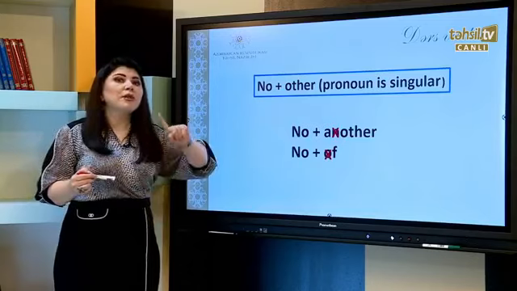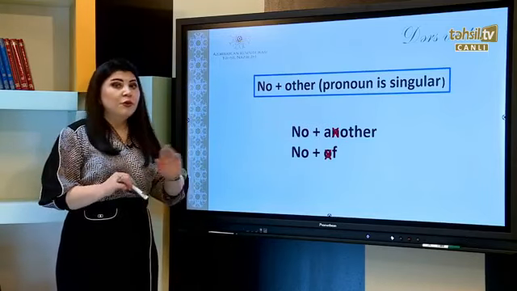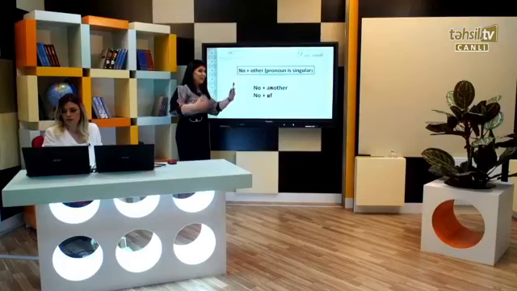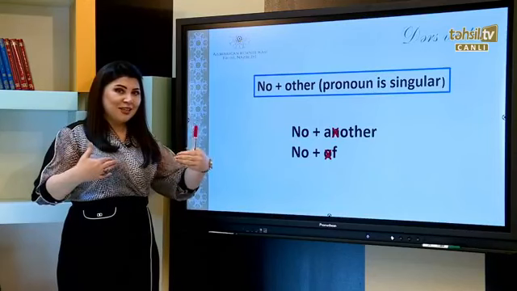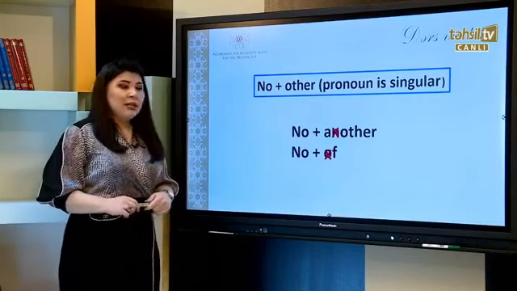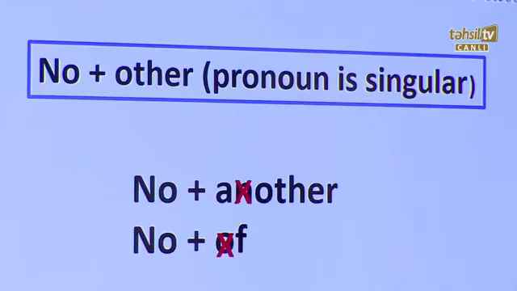And remember one thing, that no is never used with another, never. Because no is never used with the article. And other, it comes from the article, indefinite article, another. That's why we never say no another. And no is never used with the prepositions either.